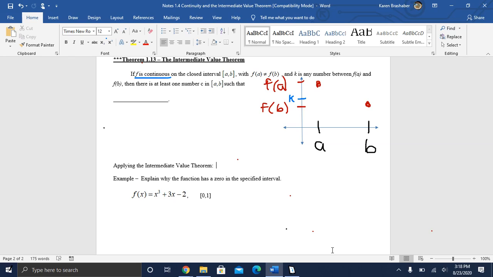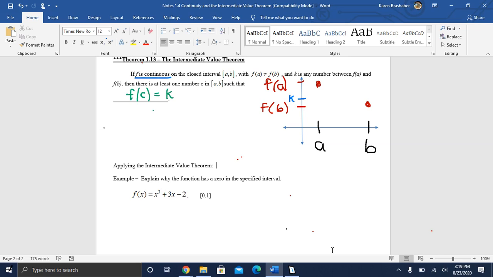All right, if all of those conditions in the hypothesis are met, then the theorem says there is at least one number c in the interval from A to B. So in the interval from A to B means that this c that we're talking about is an x value, and it will be somewhere between the A and the B. There has to be a place, according to the intermediate value theorem, where f of c is equal to the k.